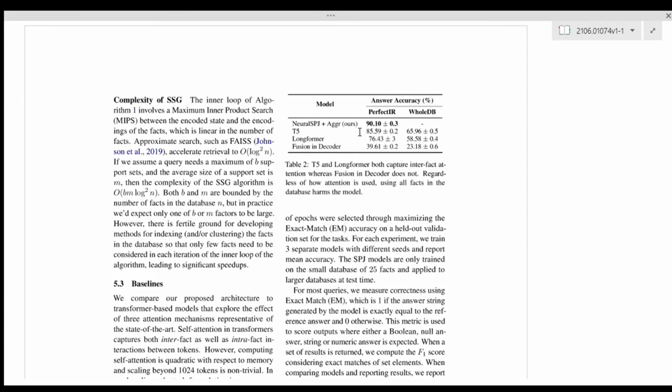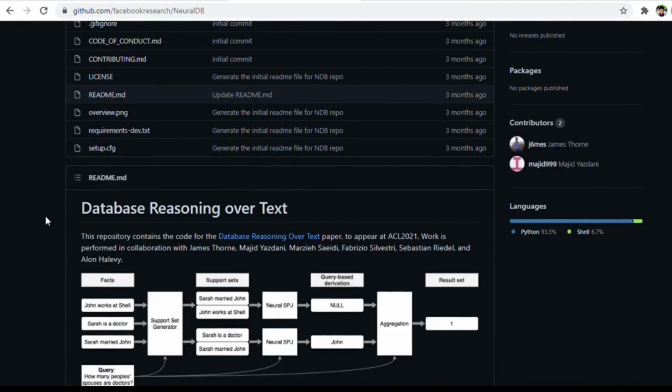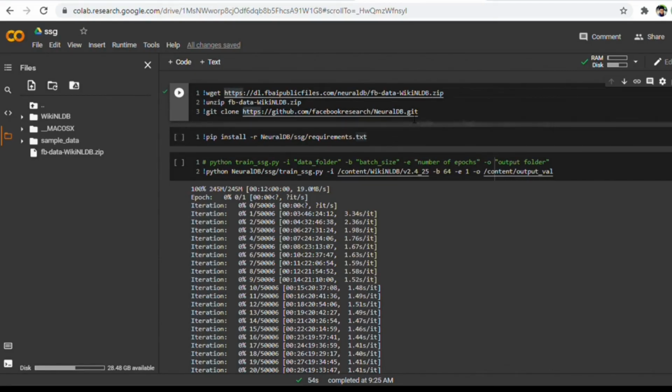Here we can see that the neural SPJ performs better compared to the long form or FID. This is the code that Facebook Research has provided. In this, they have provided the dataset construction. Using that, we can create our own WikiNLDB-like dataset, and the modeling is there. I have replicated the same in a Colab for quick reproducibility.